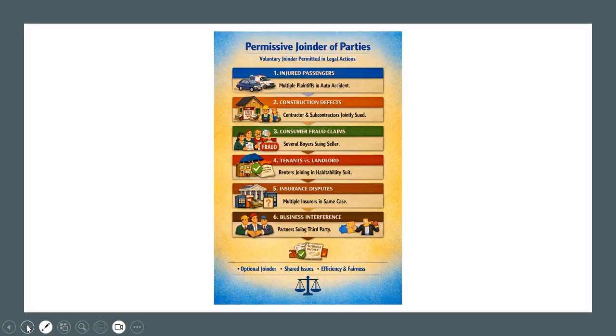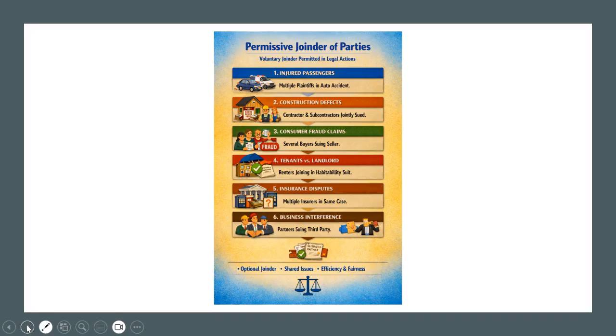So there may be injured passengers in the car of the person. So, multiple plaintiffs in an auto accident is the best way to say that. In a construction defects type of case, the contractor and the subcontractor are both jointly sued. That's when we would have a permissive joinder. Consumer fraud claims, several buyers are suing the seller.